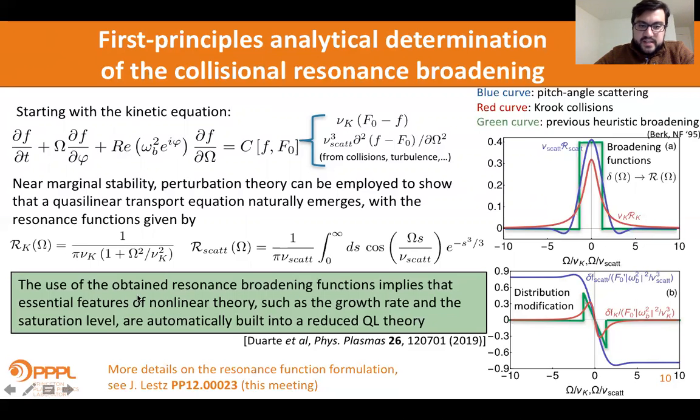we could prove analytically that using those broadening functions, those resonance functions, every time we use them in quasilinear theory, quasilinear theory exactly replicates essential features of the fully nonlinear theory. For example, the growth rate and the saturation level are automatically built into a reduced approach. So the self-consistent formulation allows a reduced approach to maintain essential properties of the whole nonlinear approach. And Jeff Letts talked about details of this formulation in his poster in this meeting.